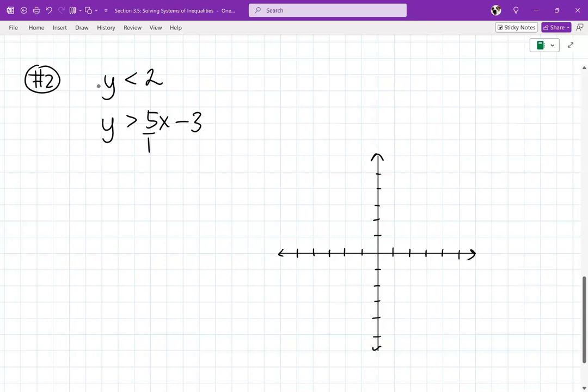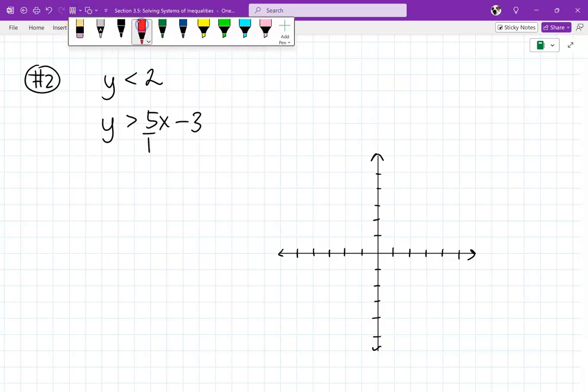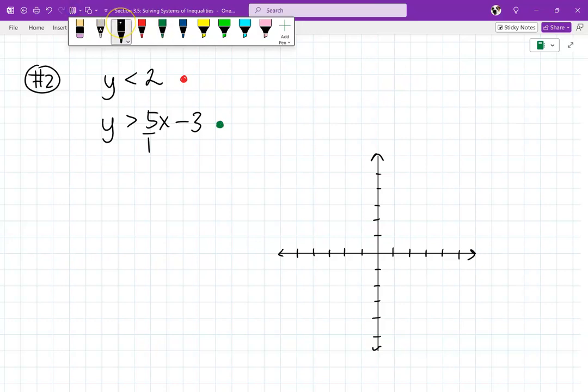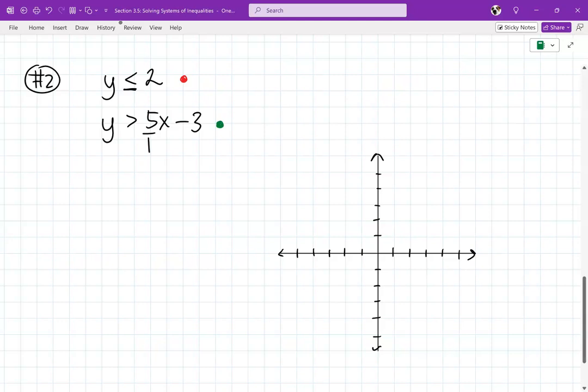Okay, let me give each graph a color. So this will be red, and this one is going to be green. We'll start with the green one because that's the one that looks a little more normal. If you guys don't mind, I'm going to make the y less than or equal to 2. So the top one, I'm going to make it less than or equal to.